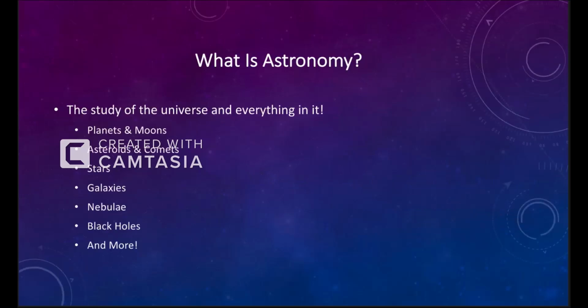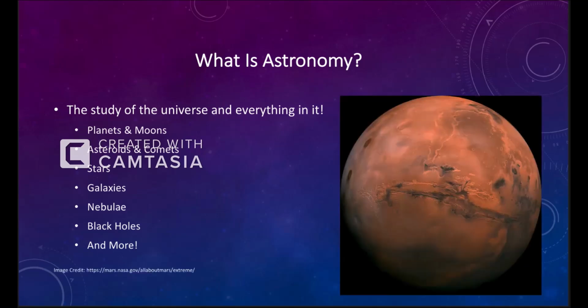So let's start off with, first of all, what is astronomy? Well, most simply put, astronomy is the study of the universe and everything in it. So anything that we see in the universe is part of the study of astronomy. I've given a number of things here that are included, but it's not a comprehensive list. There's a lot more that could be studied. So let's start off looking at one example, and that is an example of a planet.